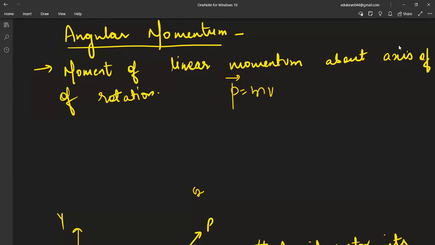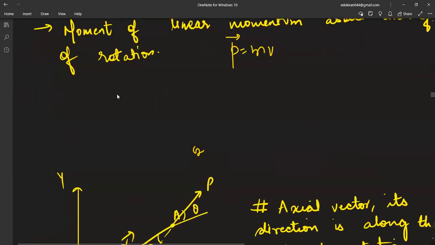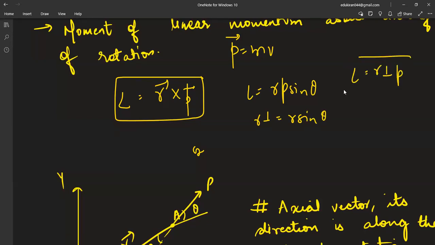Now, the way we have torque, what was torque? Torque was the linear force multiplied by the radius. Similarly, here also for angular momentum: linear momentum was different, angular momentum will be R cross P. That is L is equal to R P sine theta, and R perpendicular is the same, R sine theta.